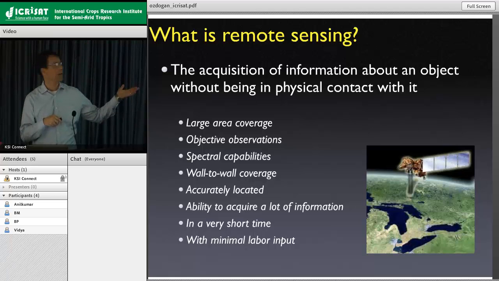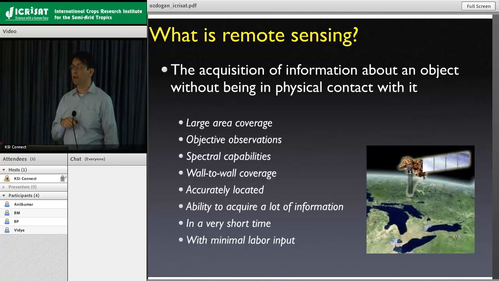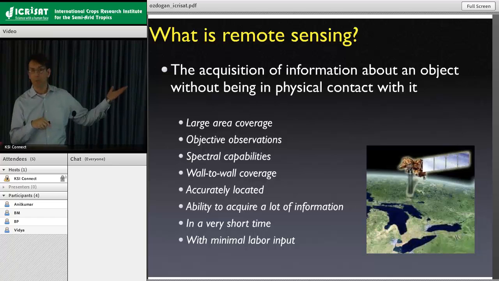Because of large area coverage, objective observations, that is, you don't have to rely on a person's views of the field. You simply rely on physical principles, light in this case. Spectral capabilities, ability to see things in different parts of the electromagnetic spectrum, particularly infrared, which matters a lot for us. Wall-to-wall coverage, accurately located in terms of space and time. And then ability to acquire a lot of information in a very short time with a minimum labor input.